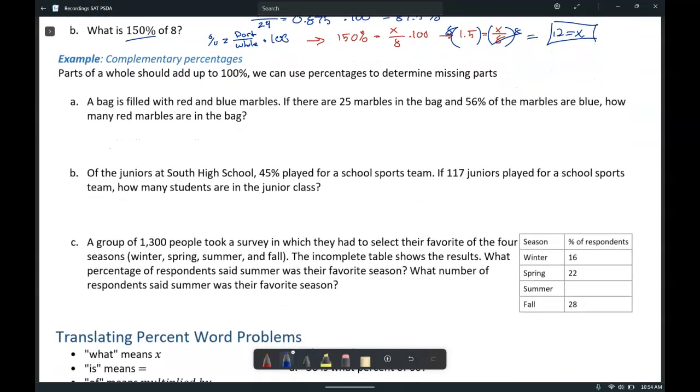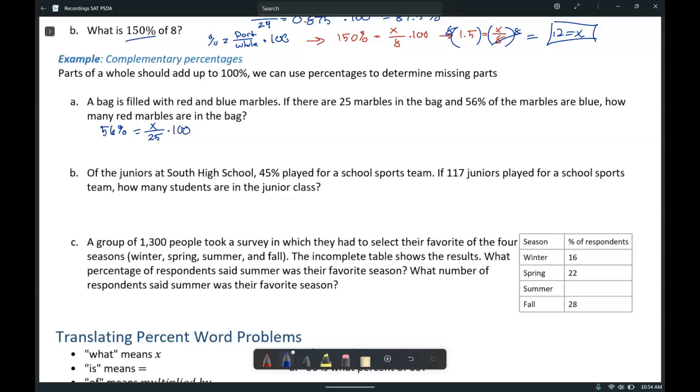Parts of a whole should add up to 100%. We can use percentages to determine what that missing part is. So we have a bag that is filled with red and blue marbles. There are 25 marbles in the bag, and 56% of the marbles are blue. How many red marbles are in the bag? So what we do is we start out with the percent that we have. Okay, and we know that 56% of the marbles are blue. So we don't know the part, but we do know the whole out of 25 marbles times 100.